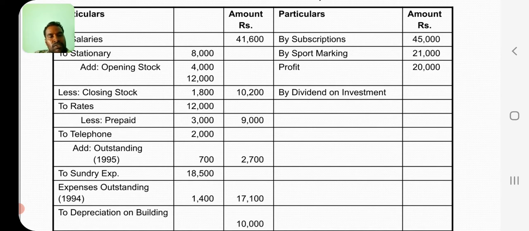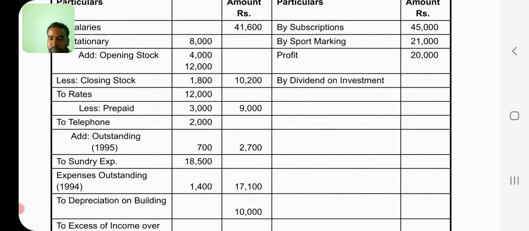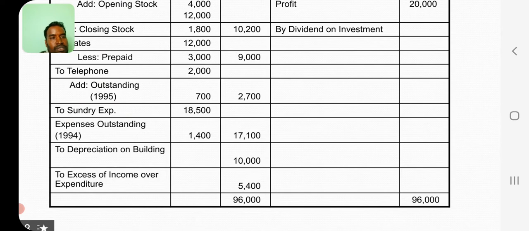The rates 12,000 less prepaid 3,000, net value is 9,000. So telephone is a revenue item posted here, 2,000. Outstanding 700. Total 2,700. Next, sundry expenses 18,500. Outstanding expenses 1,400 to be deducted. Net is 17,100.